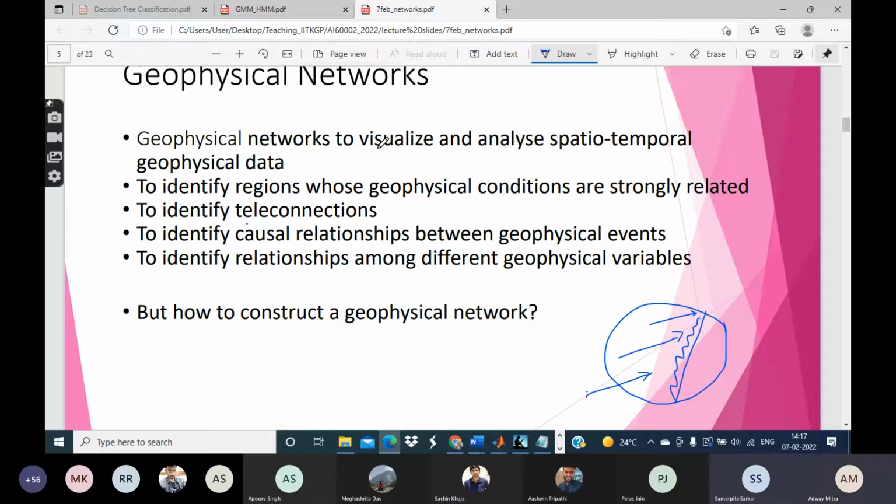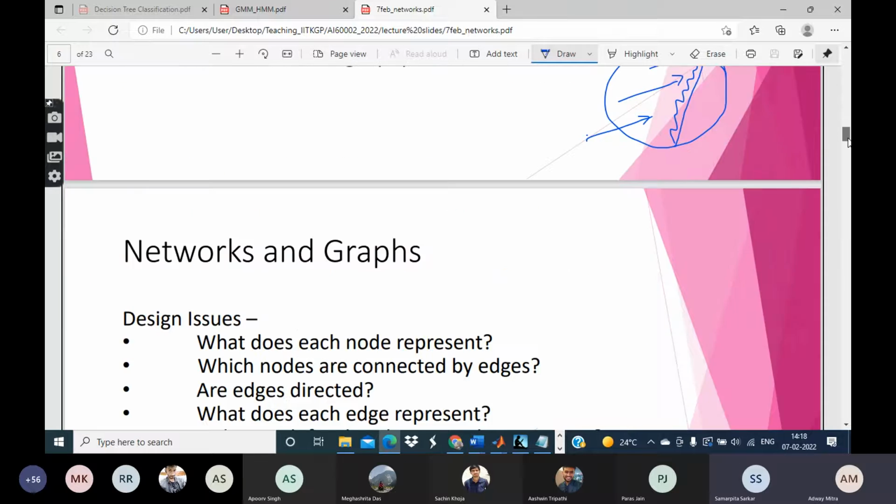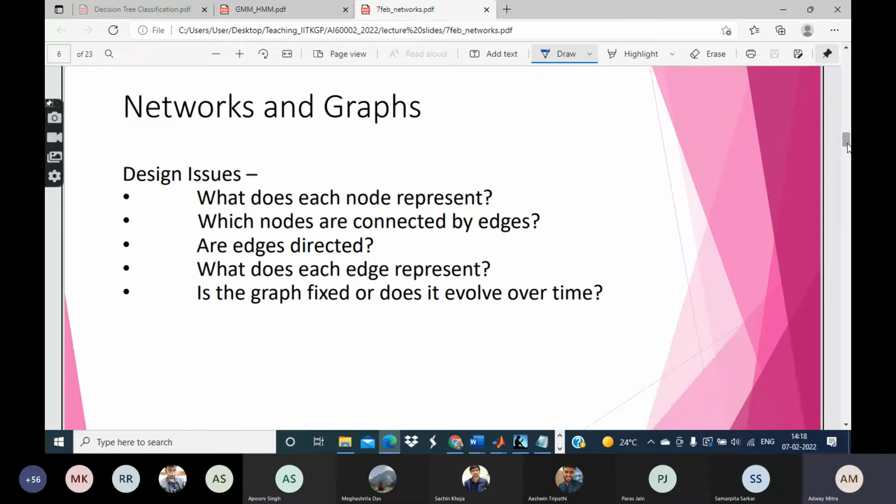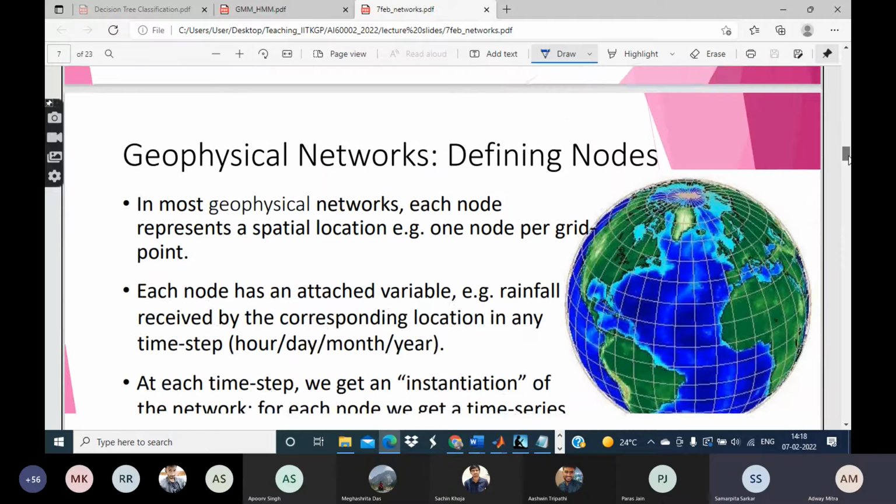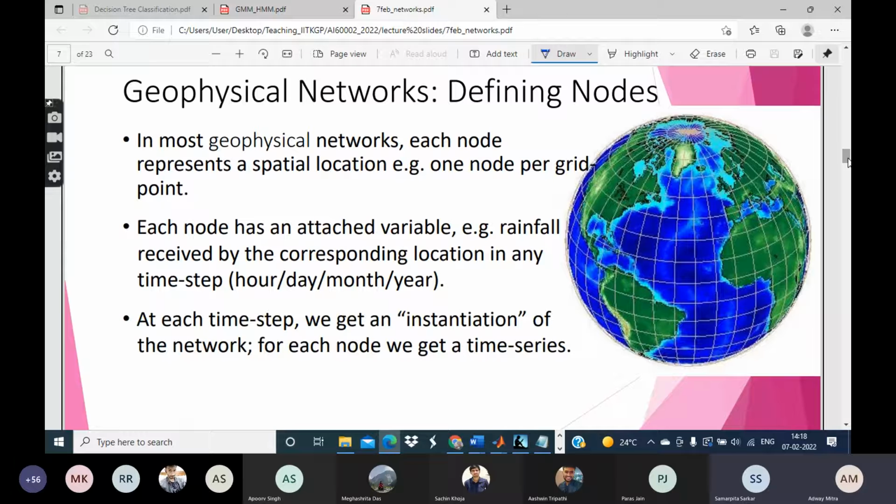Okay, but then how to construct a network? What will be the nodes and what will be the edges? There are many design choices related to these kinds of networks, and depending on what exactly we want to do, we may want to construct the network in different ways. So, first things first, what can be the possible nodes in a geophysical network?